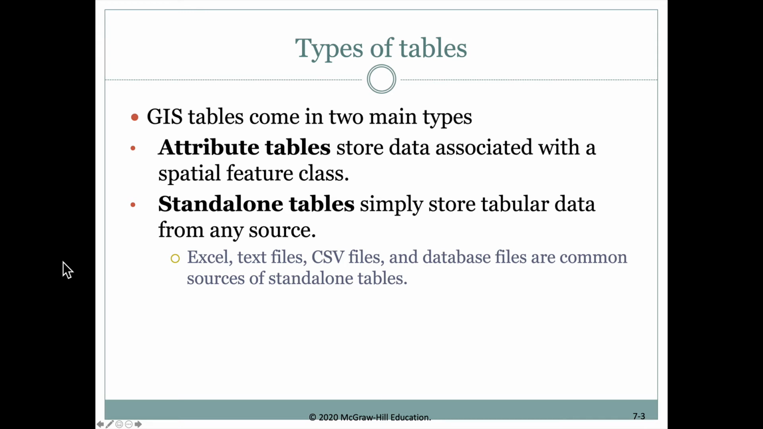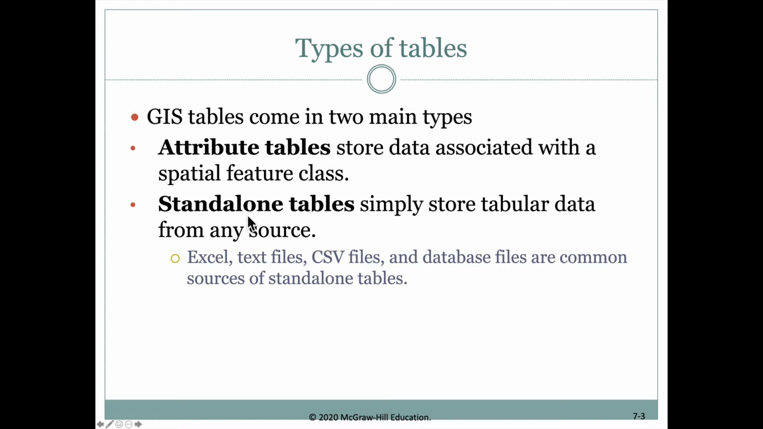So with tables in GIS, we have two basic categories of such tables. One is called an attribute table, and that stores data associated with a spatial feature class right within the GIS geodatabase. So this is the attribute table we typically refer to with a vector spatial feature class.